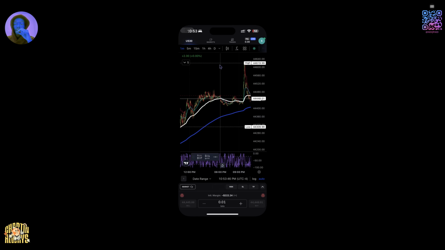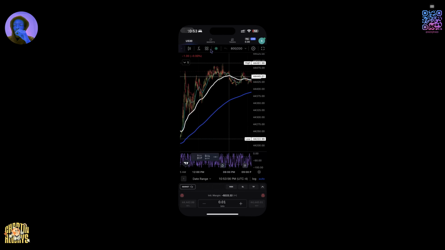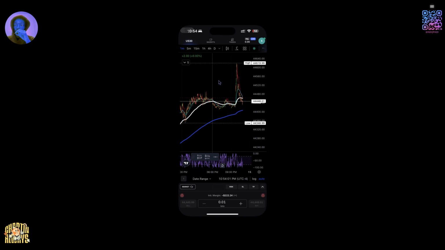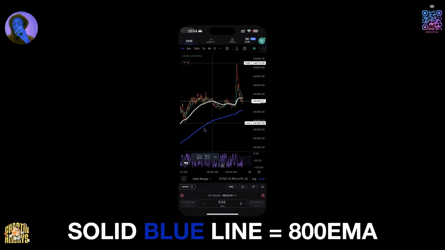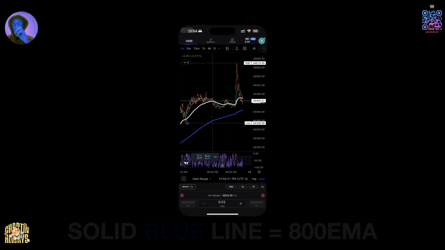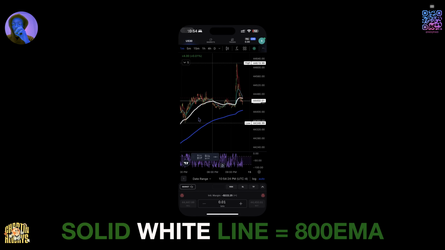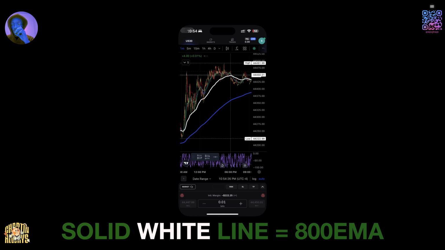Once you open it and log in, let's just leave it like this, because everyone watching this video will have this system set up for them. The most important part of this system on the phone is these two lines. We're looking at this blue solid line, which is the 800 EMA. We can call it the ocean. This 200 EMA, the white line, we call the mayonnaise, and all of this is the market, the candlesticks.